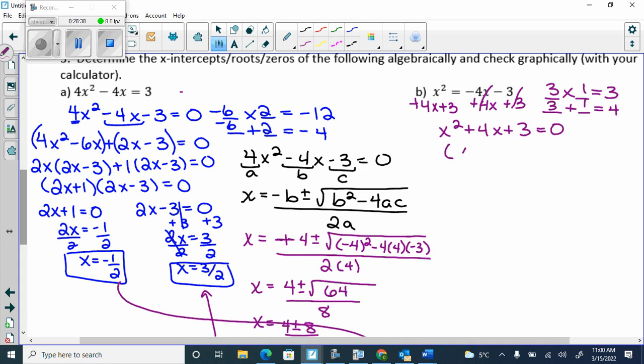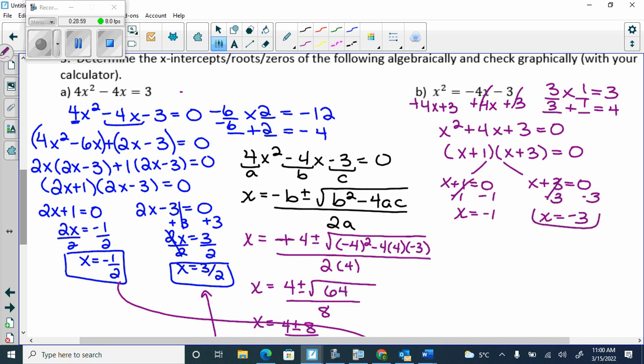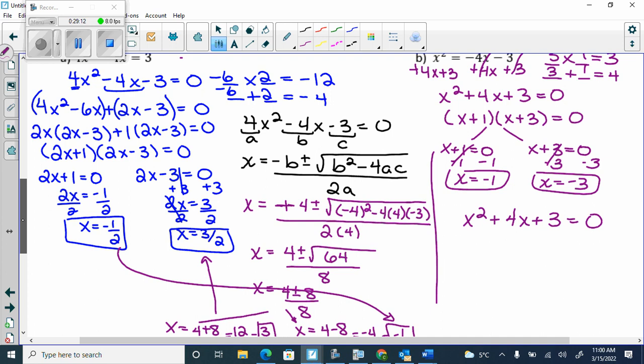So I get x plus 1, x plus 3, or x plus 3, x plus 1, it doesn't matter. And then I just go x plus 1 equals 0, x plus 3 equals 0, subtract 1, x equals negative 1, subtract 3, x equals negative 3. What do you think I'm going to ask you to do? Quadratic formula. Go. Solving that one with the quadratic formula. What number's in front of the x squared if there's no number there? It's a 1, not a 0. If it was a 0, it would cancel the x squared right off.